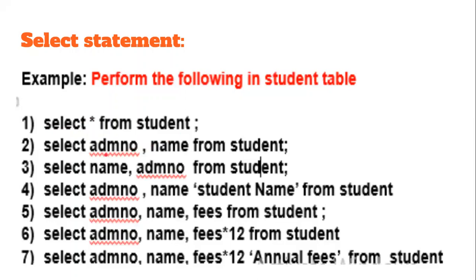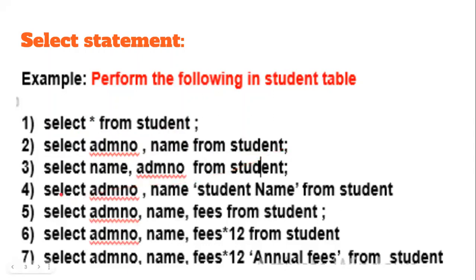And the second one, a specific column. I don't want to display everything to everyone. I want to display a particular column. For example, I want to know the admission number and name of a student from the student table. So specifically, you can give the column name or the field name, but you have to separate each field with the help of the comma operator. So select admission number, comma, name from student. Select is a keyword, and admission number and name are field names present in your table.